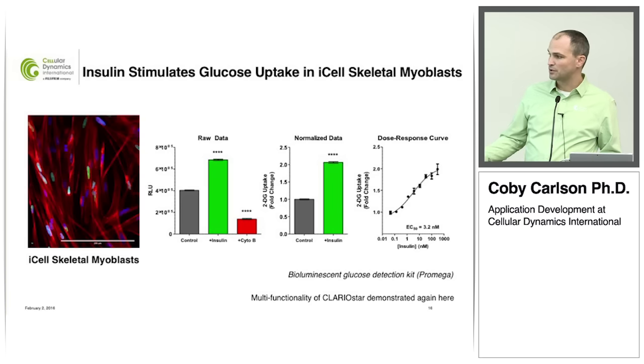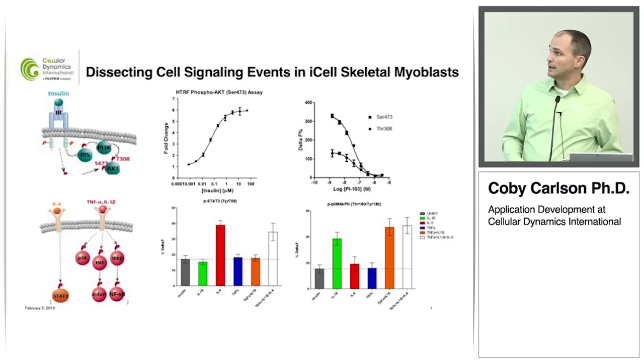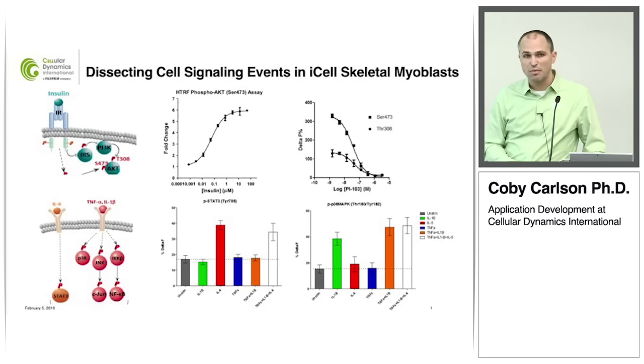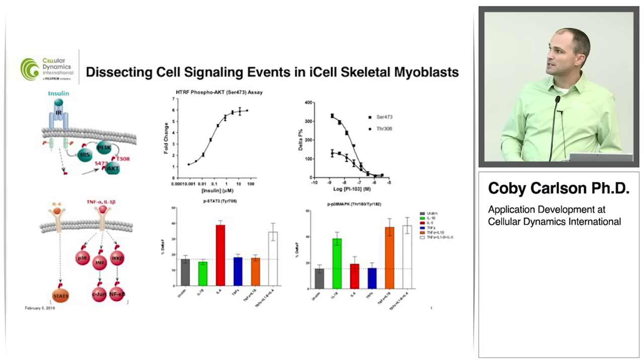Again, it also underscores the multifunctionality of these assays that were run on the Clariostar. Okay, so you can kind of see the pattern of this, just showcasing some of the ways to dissect the cell signaling events, and again, very similarly, using AKT phosphorylation assays, looking at dose response of insulin at the same day 3 in culture.